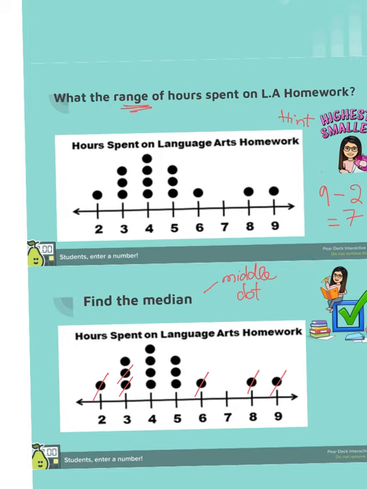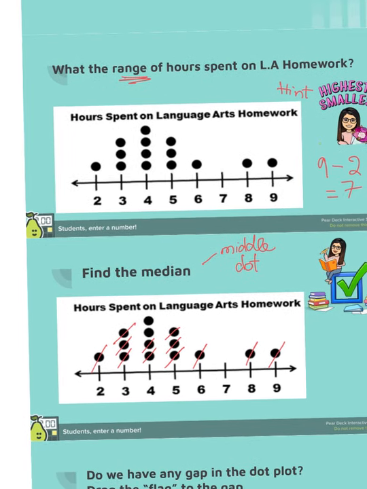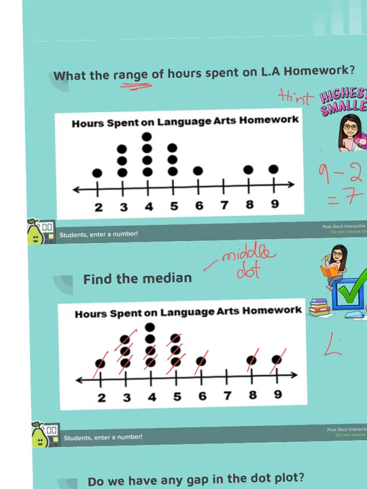Okay, I miscounted. So we have 1, 2, 3, 1, 2, 3 gone. Okay, 1 and 1, 1 and 1, 1 and 1. And I leave myself with the median, which is 4.